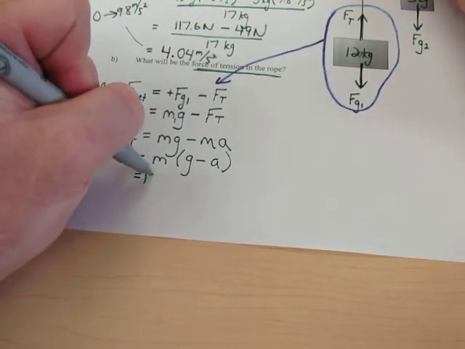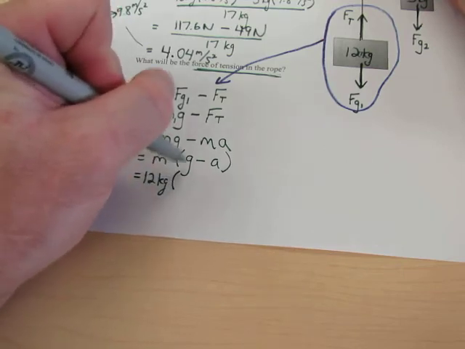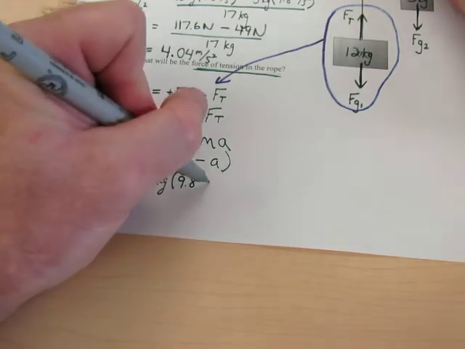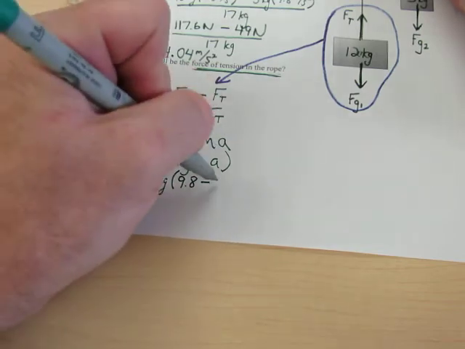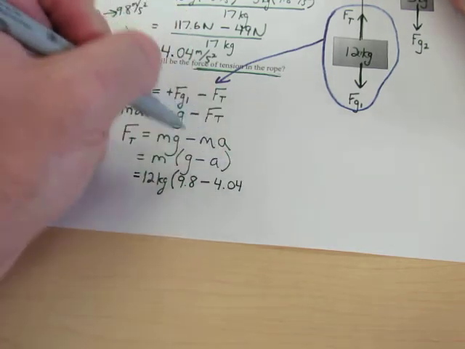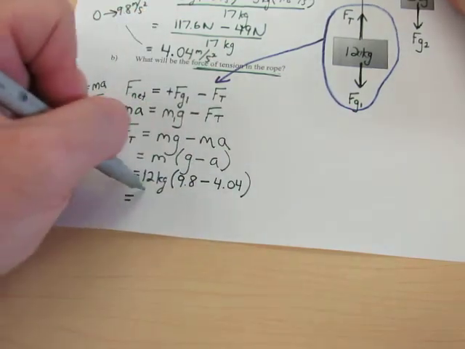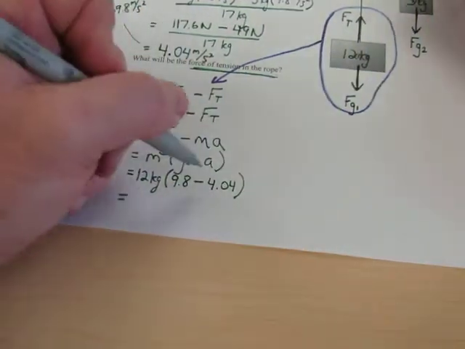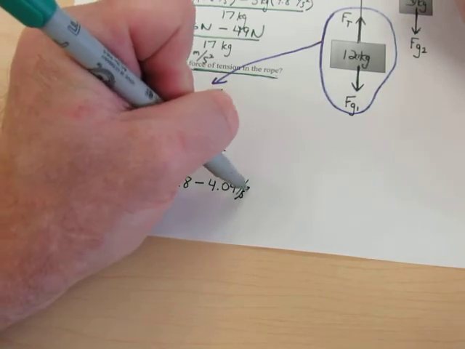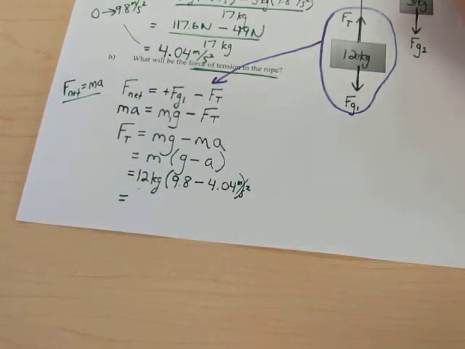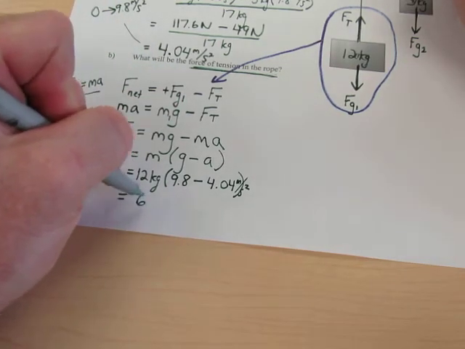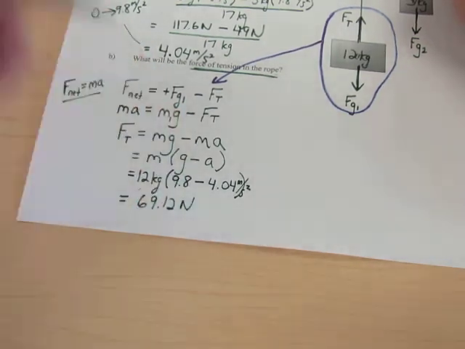So this mass is 12 kilograms, g is 9.8, and I'm going to subtract off the acceleration, 4.04. I should have put some units in here, but very poor format, I did not. Here, maybe I'll include meters per second squared just to say I did it. Okay, so on a calculator, 9.8 minus 4.04, I get my answer, and then multiply by 12. The tension in this rope comes out as 69.12 newtons.